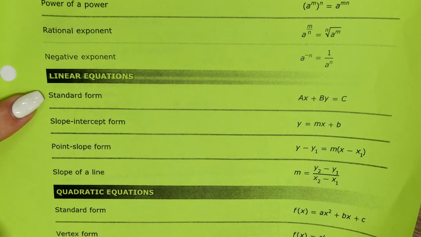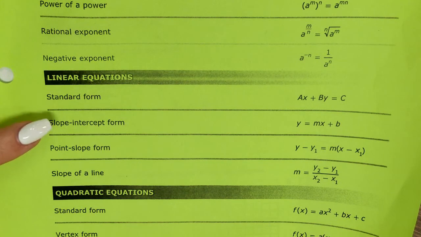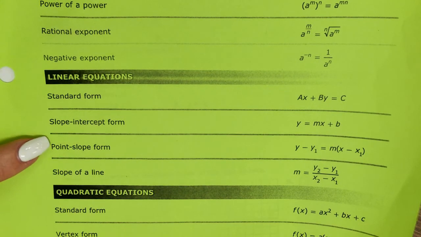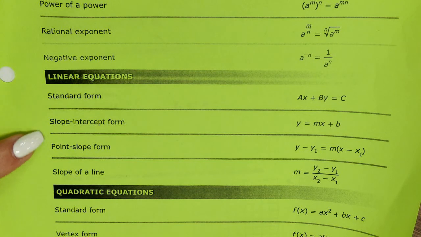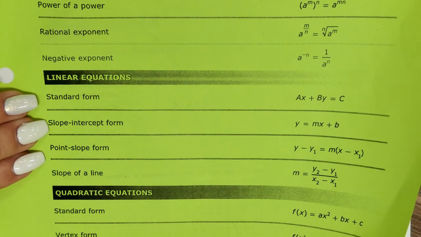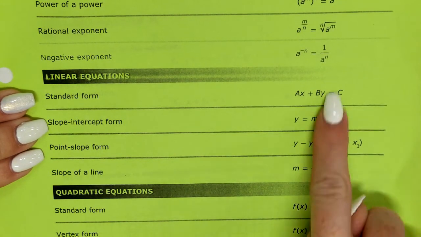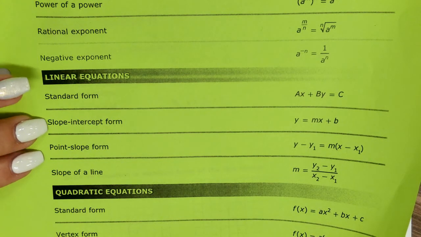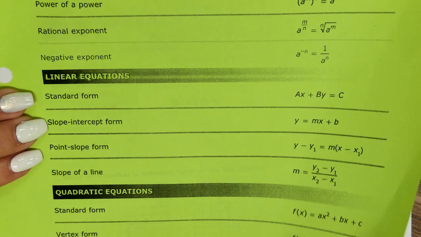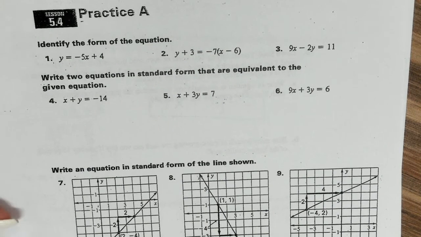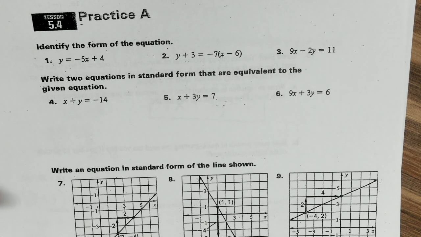Your answer will either be standard, slope-intercept, or point-slope. If you need to write those down real quick, those are your answer choices for 1 through 3. I mean, here gives you the answers. It's which one does it look like. Make sense?